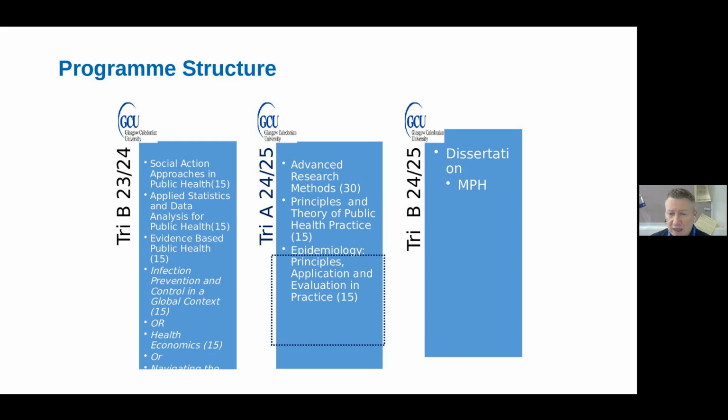Moving forward into Tri A, which would start in September 24-25, you would then move on to participating in advanced research methods, the principles and theories of public health, and epidemiology of practice. And that would be your Tri A modules, moving into your dissertation if you're successful for Tri B of the following year. Okay.